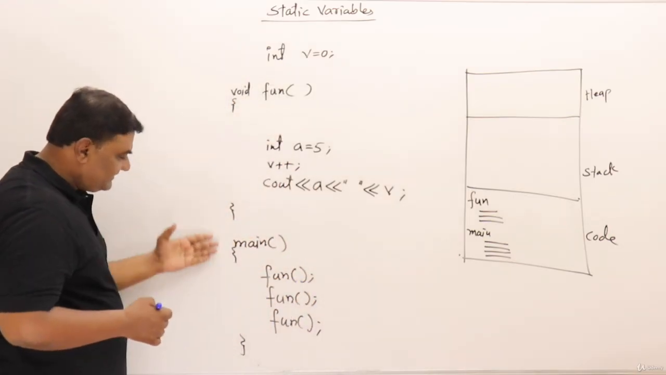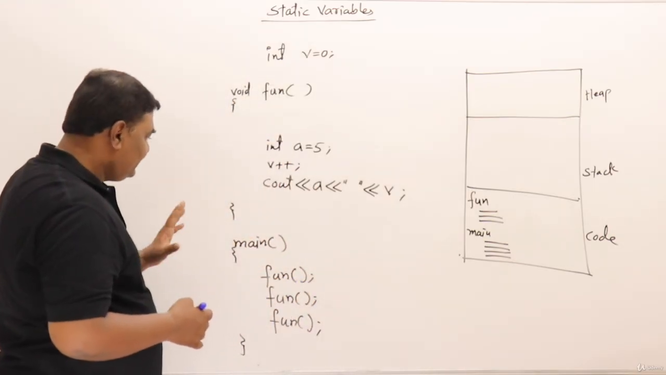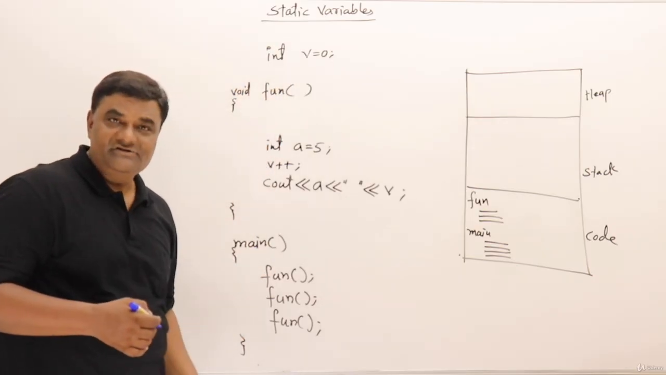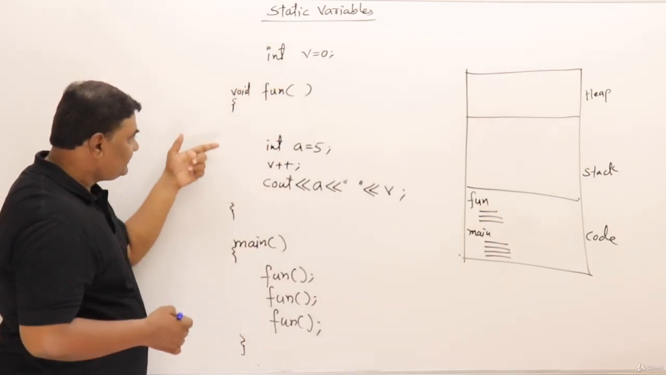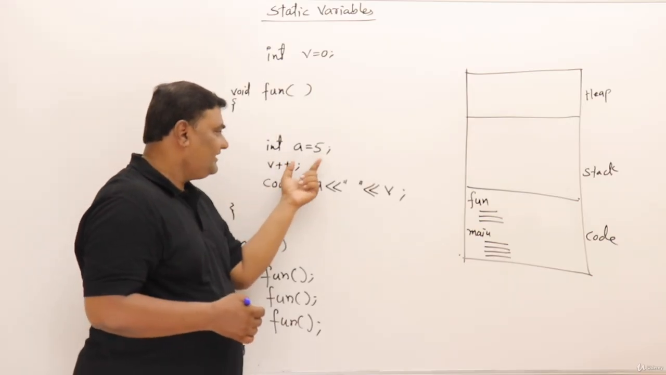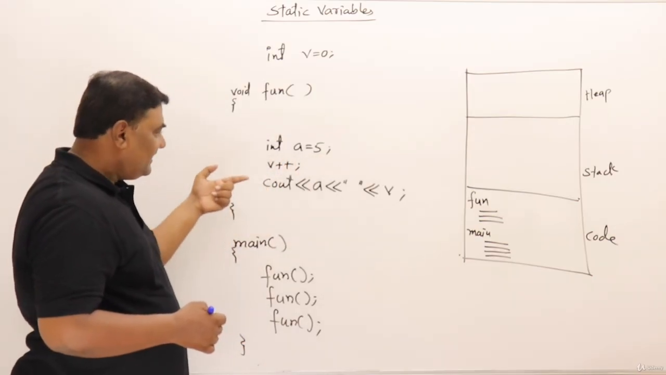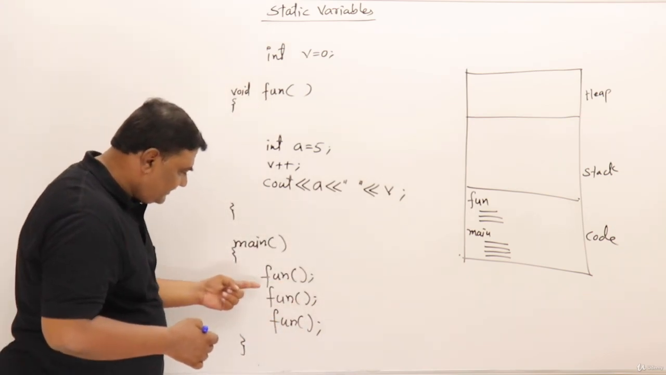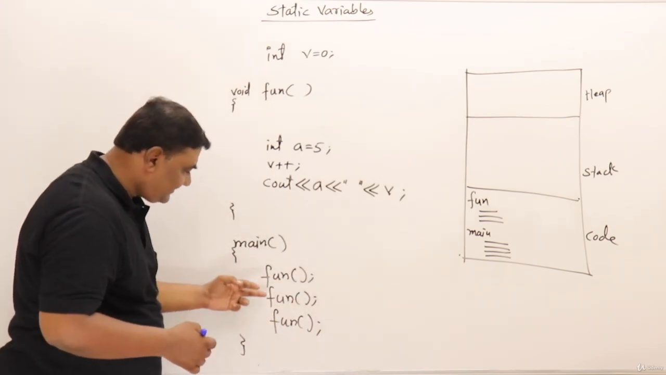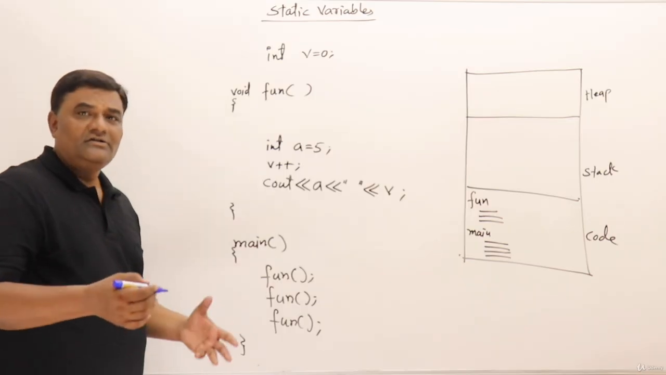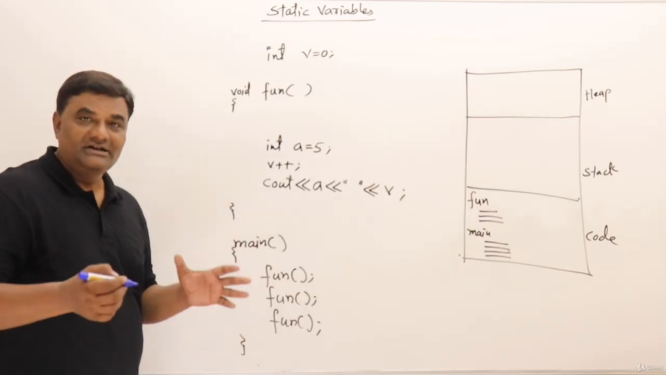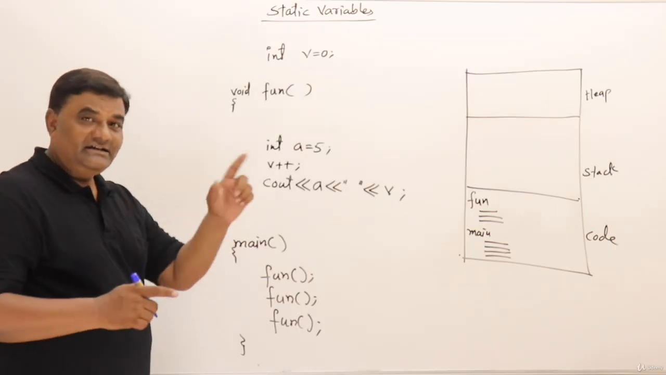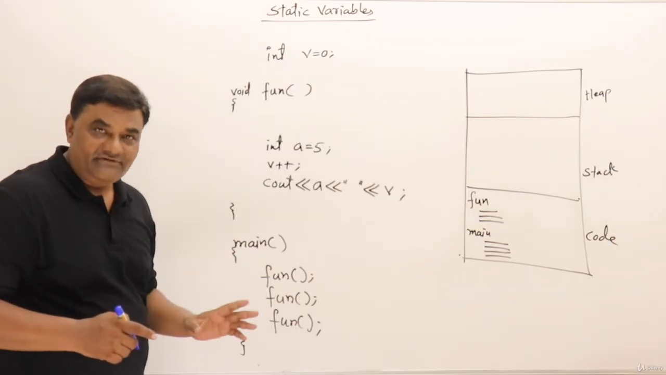See, here I have an example program. Inside this, I have one global variable, that is v, which has value 0. Then there is a function which has a local variable a with value 5, and it is doing v++ and displaying a and v. From the main function, it is calling function fun 3 times. Now let us see how it works, what the output will be. We know well about global variables. First I will show you the working, then I will show you what a static variable is.